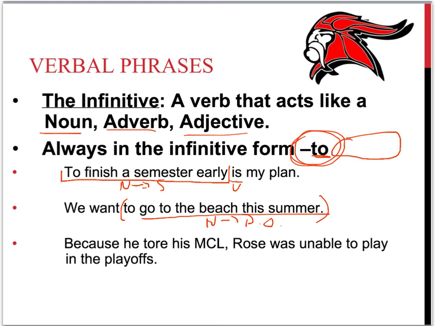Next, because he tore his MCL, Rose was unable to play in the playoffs. To play in the playoffs, modifying unable, it was unable, so it is an adverb. So there you see an infinitive phrase functioning as an adverb. So those are the infinitives. A little tricky to see how they're functioning in terms of parts of speech, but very easy to identify.